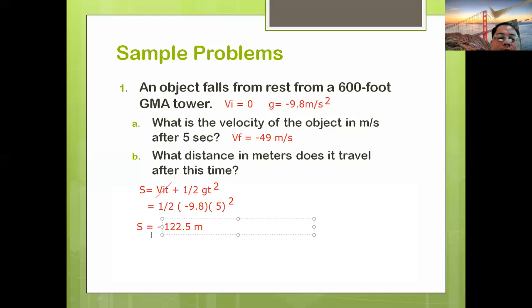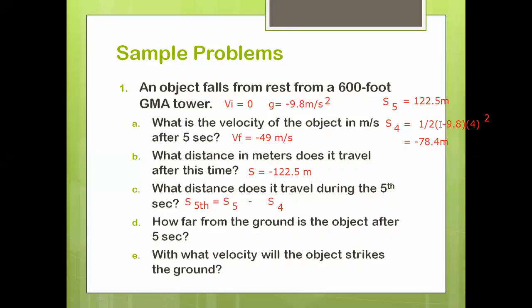So we get a value that is negative 122.5 meters. And the question is, why is it negative? Since the direction is going down. So we will be consistent that displacement, when it is also going down, is also indicated as a negative value. So this is our answer for letter.